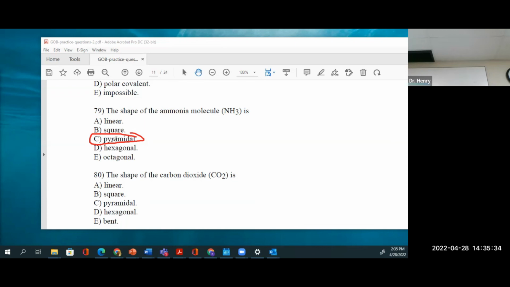It is linear. That is correct. When we look at Lewis dot structures, ammonia is going to look like this: N with H, H, H and 2 electrons on top. And carbon dioxide is going to look like this: O double bond C double bond O. Those are the Lewis dot structures. Was that helpful? Piece of cake, right? Not too bad.